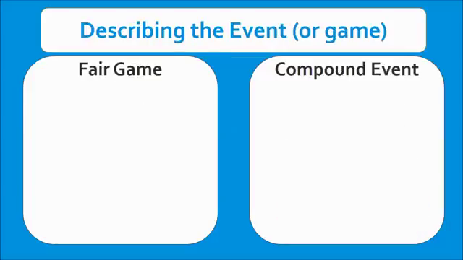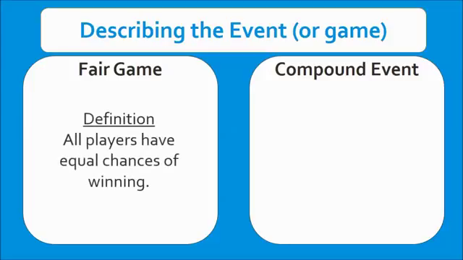Now, there are different terms we can use to describe the event or the game, some of which we've already talked about. First, a fair game is a game where all players have equal chances of winning. So this was the goal that Calvin and his mom wanted: to create a fair game so that it would be random what cereal Calvin eats, but it would also be equal chances to eat either type of cereal.